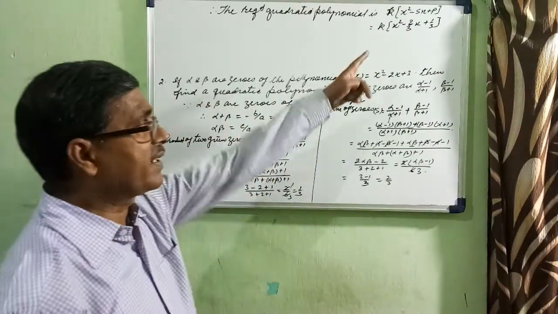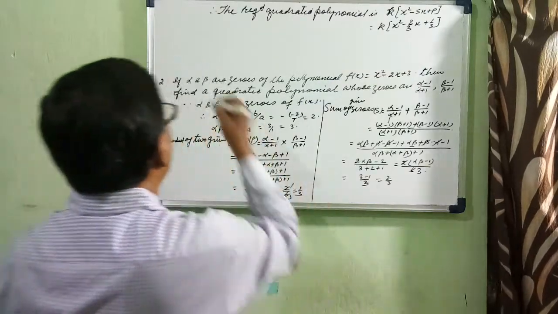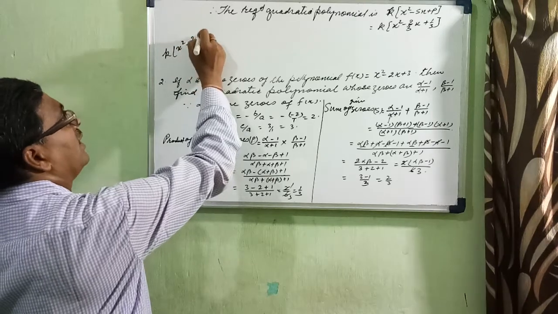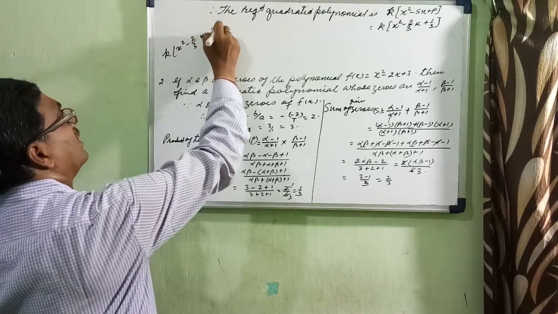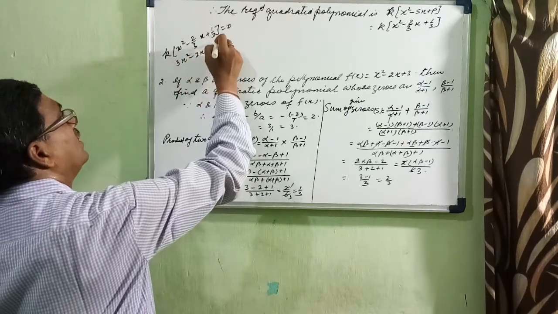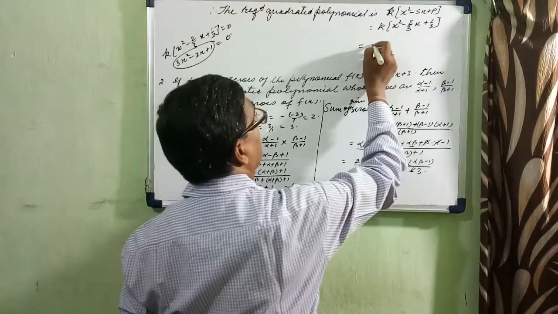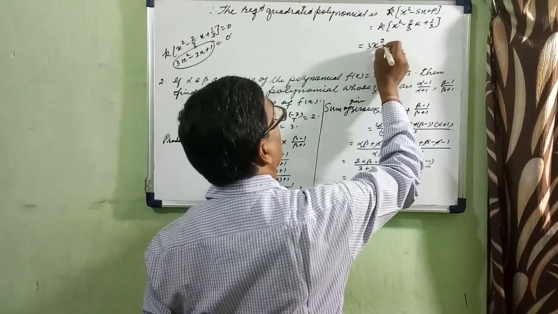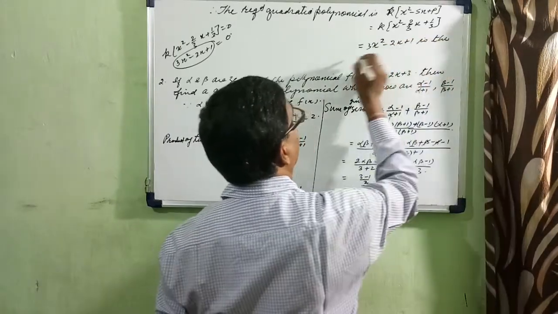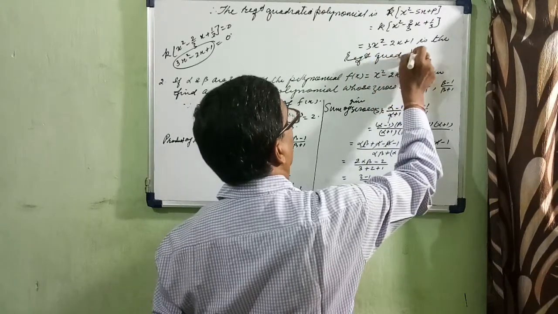Since it is in a fraction, did you remember what I said? I said to equate it to 0. When you equate it to 0, k into x square minus 2 by 3 x plus 1 by 3 is equal to 0, then 3x square minus 2x plus 1 is equal to 0. So this is the required polynomial. So this will be 3x square minus 2x plus 1 is the required quadratic polynomial.